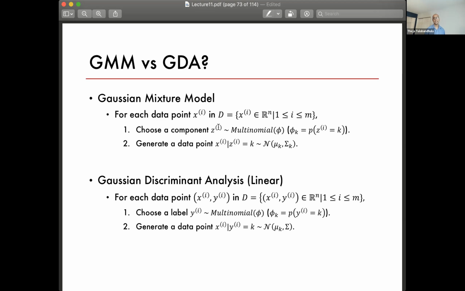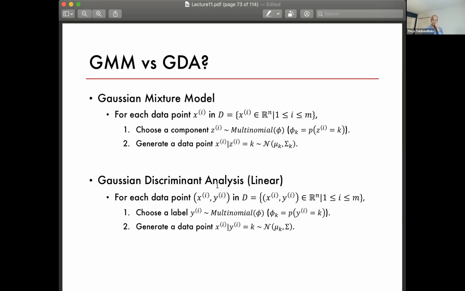So you draw zi's from a multinomial distribution with parameters phi k, one for each of the K components. And then xi given z equal to k is drawn from a normal distribution with a mean and a covariance. The mean and the covariance are also parameters of this model. So the total number of parameters is phi k, mu k, and sigma k, one for each component. If there are 10 components, there's going to be 10 such triplets.